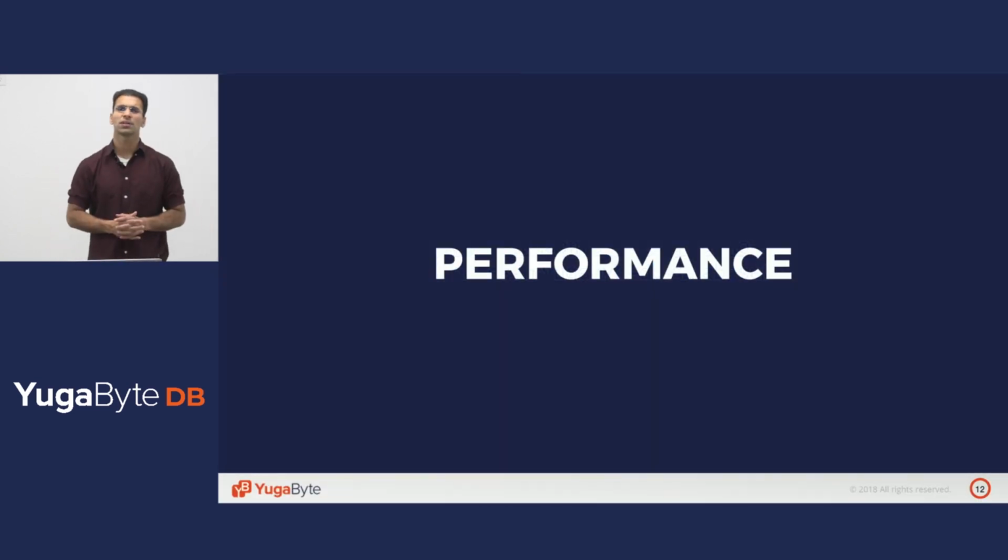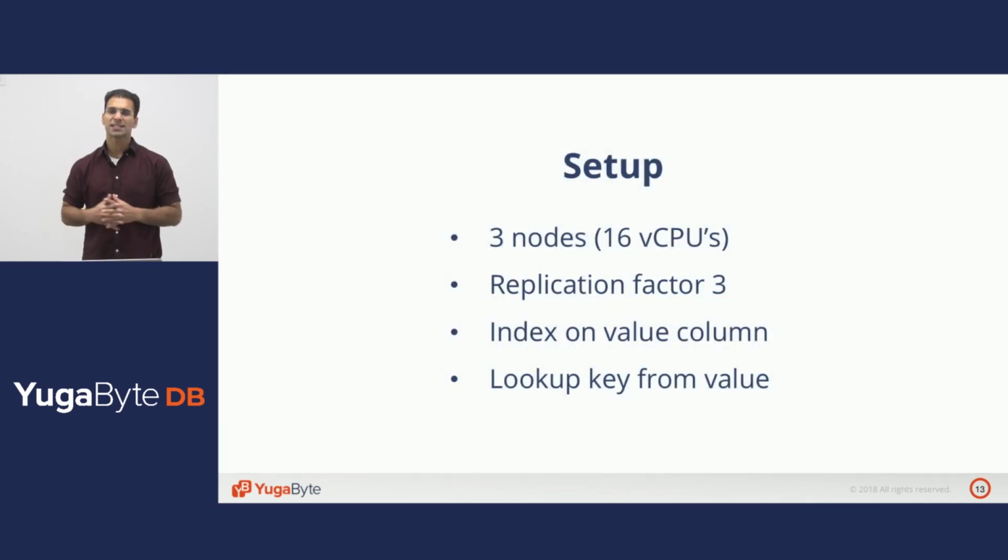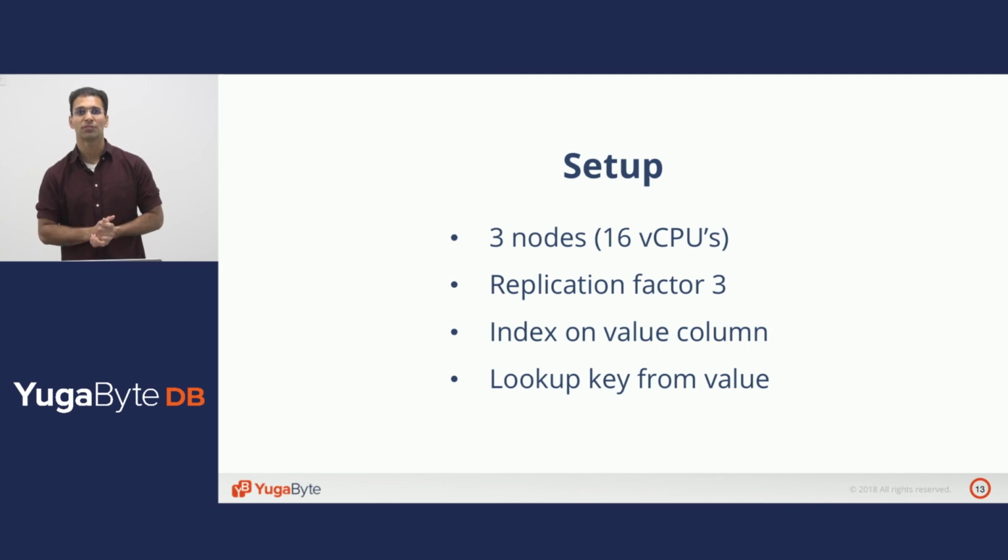So we talked about the utility of the feature. Let's quickly talk about performance. We've done good at-scale performance testing of secondary indexes in Yugabyte, and here's a quick overview. A lot more details are in that blog, so please feel free to read the blog for all the details. As a setup, we created a 3-node YugabyteDB cluster with 16 vCPUs, or 16 cores. We set up the database to have a replication factor of 3. And we created an index on the value column, the user email column, just the way we had done in our sample application. And we keep looking up the data by the value.